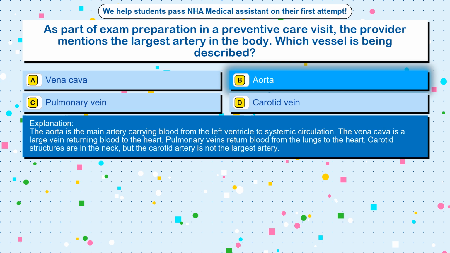The aorta is the main artery carrying blood from the left ventricle to systemic circulation. The vena cava is a large vein returning blood to the heart. Pulmonary veins return blood from the lungs to the heart. Carotid structures are in the neck, but the carotid artery is not the largest artery.